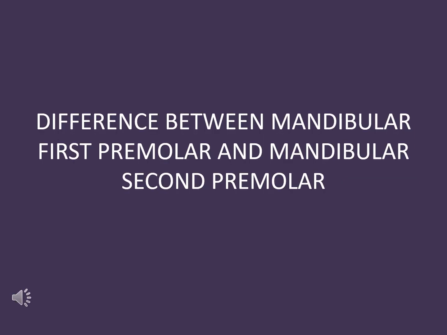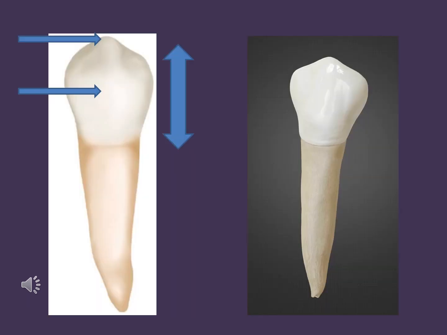Now we'll see the difference between the mandibular first premolar and the mandibular second premolar. From the buccal aspect, the crown of the mandibular first premolar is longer than the mandibular second premolar. The buccal cusp is sharp in case of the mandibular first premolar, whereas in the mandibular second premolar, the buccal cusp is less pointed. A more prominent buccal ridge is seen in the mandibular first premolar, whereas a less prominent buccal ridge is seen in the mandibular second premolar.